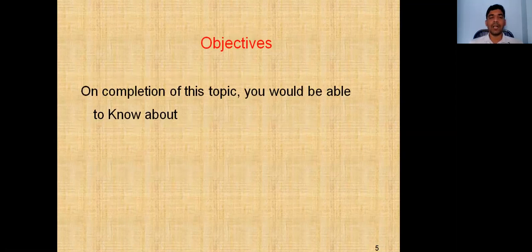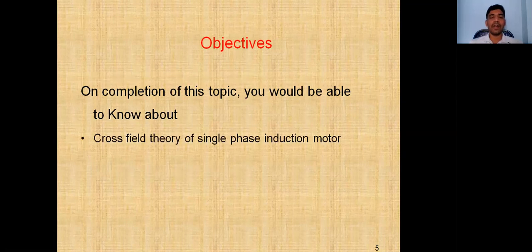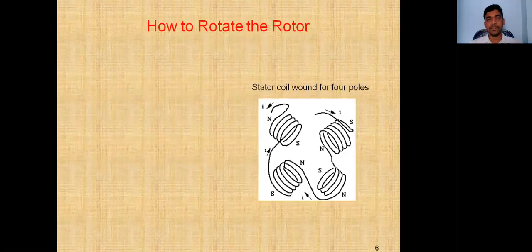On completion of this topic, you will be able to know about the cross field theory of single-phase induction motors and the types of single-phase induction motors. So, how to rotate the rotor?